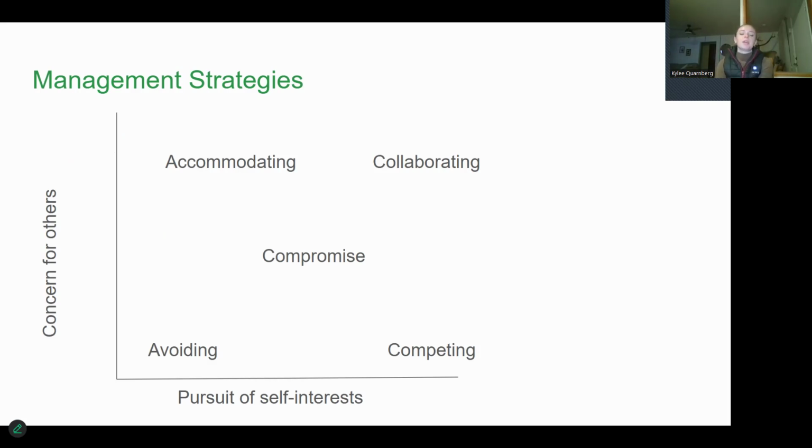Both people have to give up something, but they also get something in what they want. So that's always good. Accommodating is often like people pleasing because you don't pursue your own self-interest. You just give and give and give, and the other person takes and takes and takes. That's accommodating. And collaborating would be best of both worlds, where you're able to come up with a solution that works for everybody.